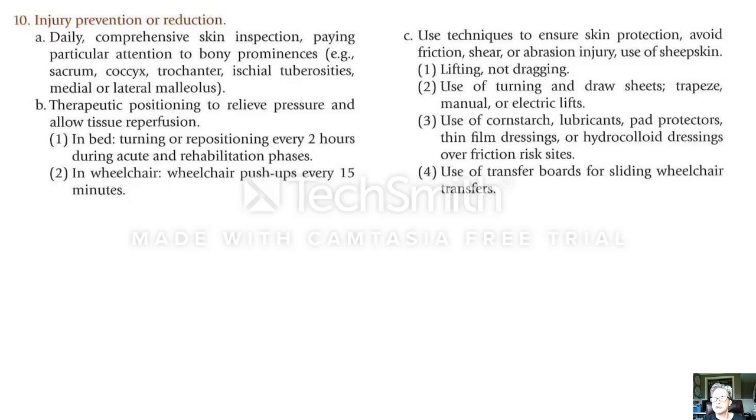Use techniques to ensure skin protection, avoid friction, shear, or abrasion injury. Use of sheepskin. Lifting, not dragging. Use of turning and draw sheets, trapeze, manual, or electric lifts. Use of cornstarch, lubricants, pad protectors, thin film dressings, or hydrocolloid dressings over friction risk sites. Use of transfer board for sliding wheelchair transfers.